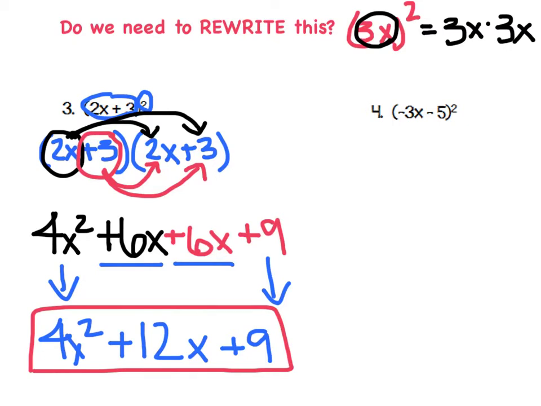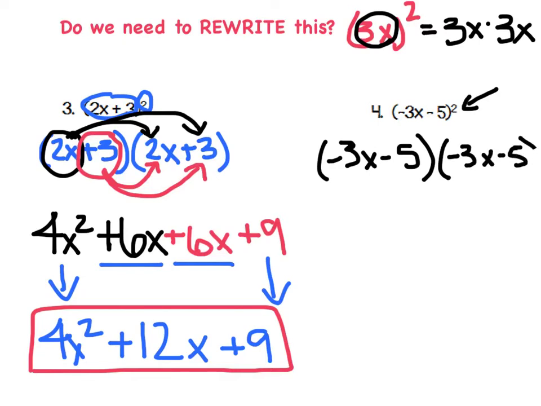Number 4, I'm going to let you try on your own, but let's at least rewrite it. Notice you have a little exponent 2 on the outside of the parentheses. So what's inside the parentheses, you have to write it twice: negative 3x minus 5 times negative 3x minus 5. So go ahead and pause the video and try this out and see if you can end up with the correct answer.